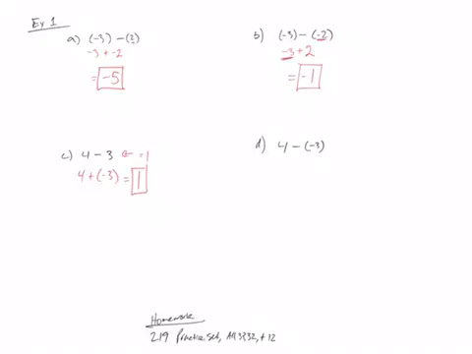Okay? 4 minus a minus 3 means 4 plus the opposite of 3. Sorry, the opposite of negative 3, which is 3. And 4 plus 3 is 7.